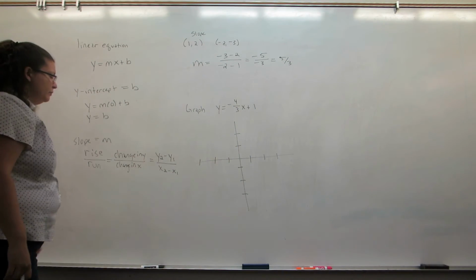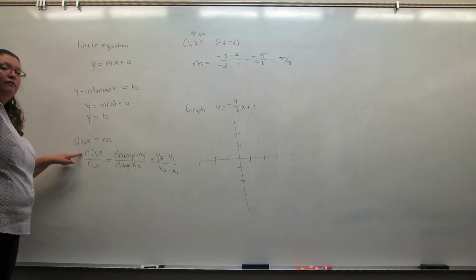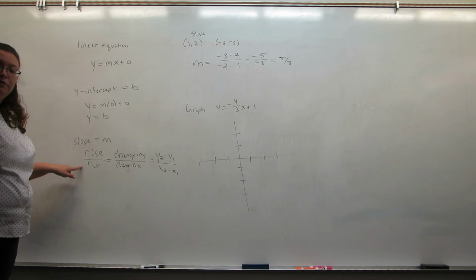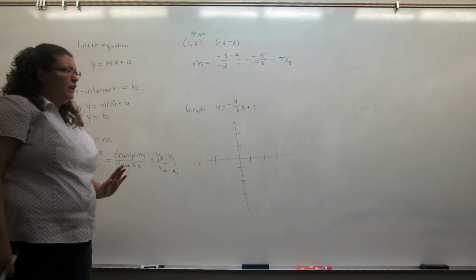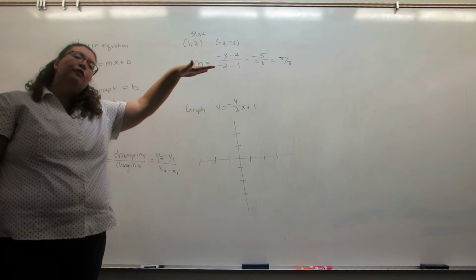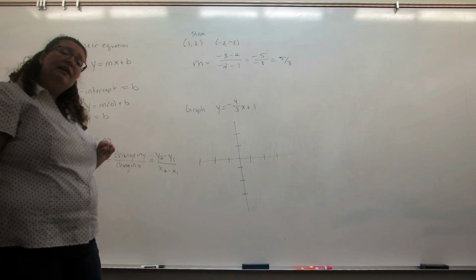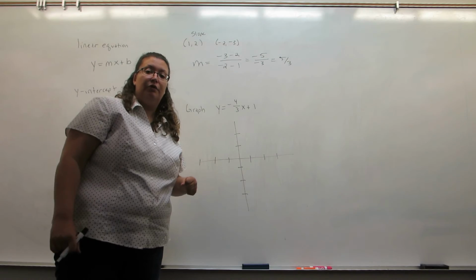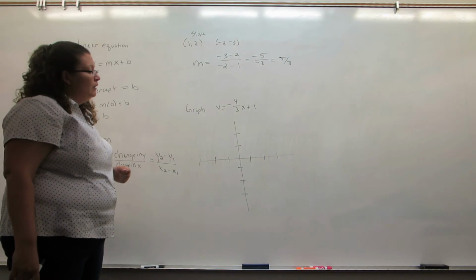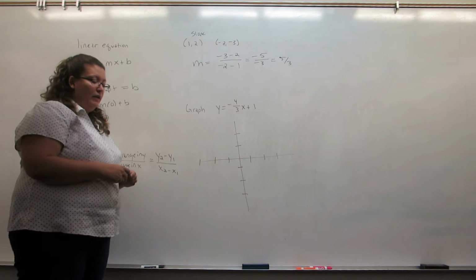This means that if I rise 5, I run 3. Meaning, if I go up 5 units, I have to go forward 3 units. It's telling us the steepness of the graph. Well, how do we graph a line?